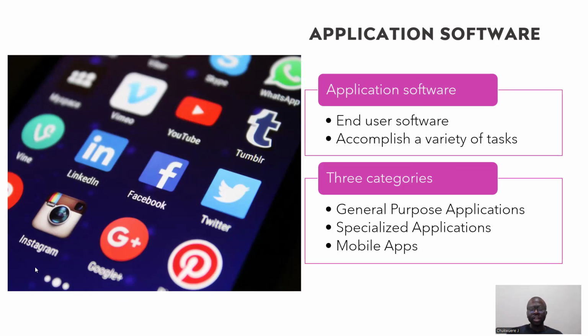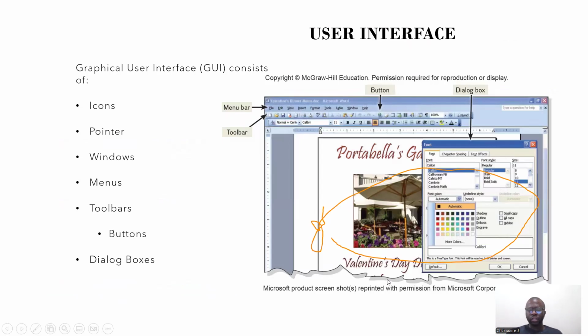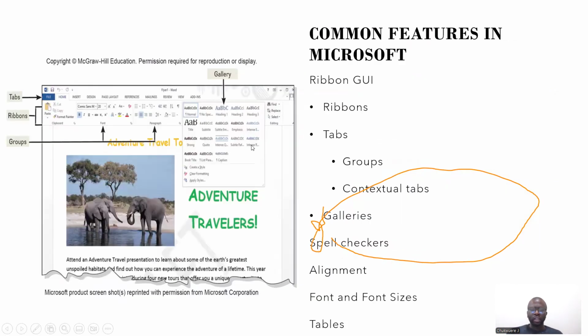So now our end user software is put into three categories. One of them is general purpose applications, then specialized and mobile applications. All these three are what we are going to talk about in the presentation, in order for us to understand what these applications entail, what they signify, and so on and so forth.